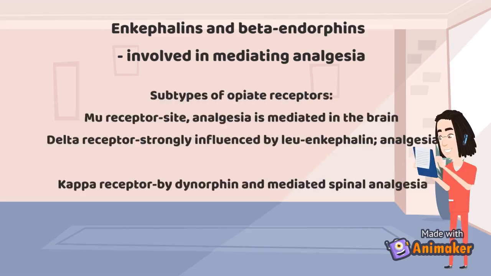Subtypes of opiate receptors. First is the mu receptor site, at which analgesia is mediated in the brain. Agonists include morphine and beta-endorphin. Stimulation of the receptor is associated with respiratory depression, dependence, miosis, and decrease in gastrointestinal propulsive motility. Second is the delta receptor, strongly influenced by leu-enkephalins, mediating analgesia, behavioral and sedative actions. Third is the kappa receptor, activated by dynorphin, which mediates spinal analgesia but also causes dysphoria.